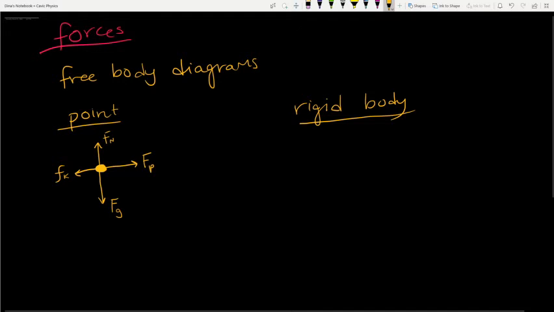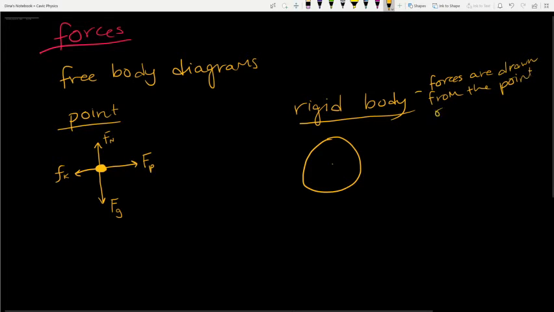Our difference with rigid bodies is going to be where we draw the forces from. So let's draw the same object, but maybe it's a wheel now. Pretend that's a circle there. So now we're going to draw a wheel that has the same forces. If you have an object that is a rigid body, our forces are drawn a little bit differently. They're drawn from the point of application, which means if your object has a size, you have to think about where that force is being applied.